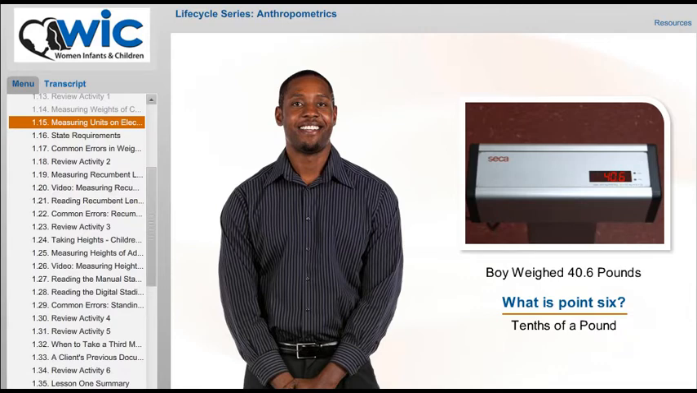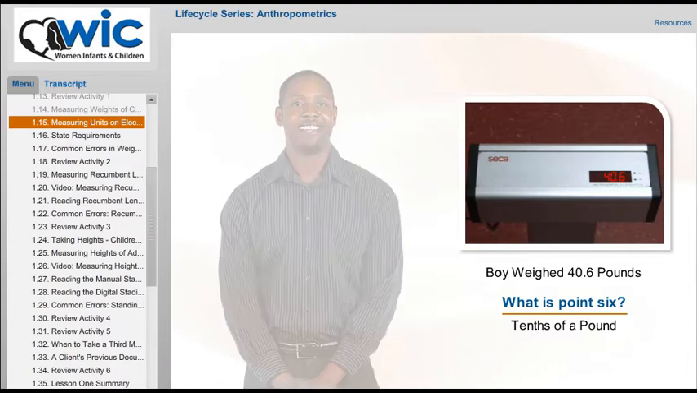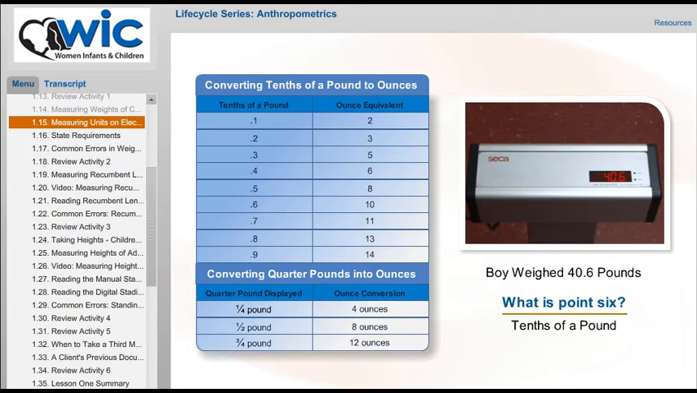Now, let's say you needed to convert this measurement from tenths of a pound into ounces because that's what your WIC computer system requires. How will you do this? Well, no worries, we've got you covered. That's what this table is for. You can find it in your job aid under the Resources tab. One like it should also be posted at your clinic in case you need to do this type of conversion.